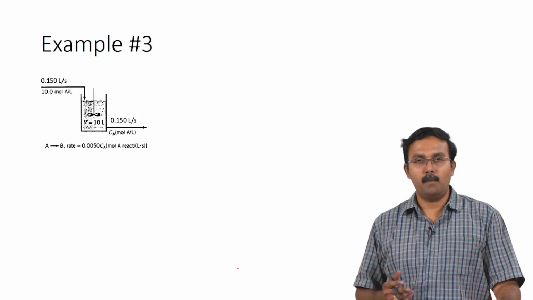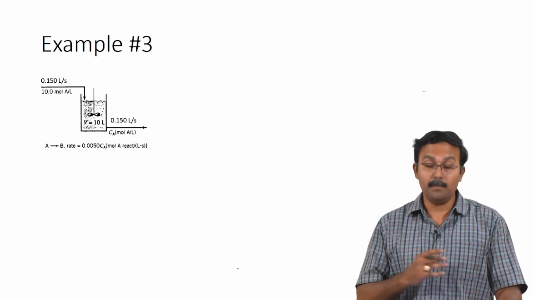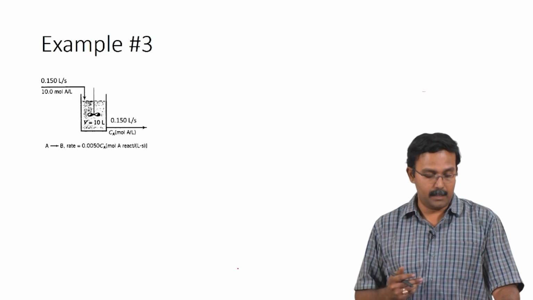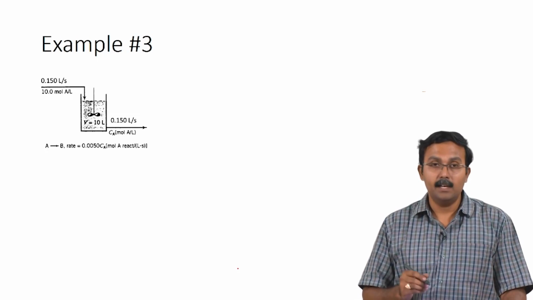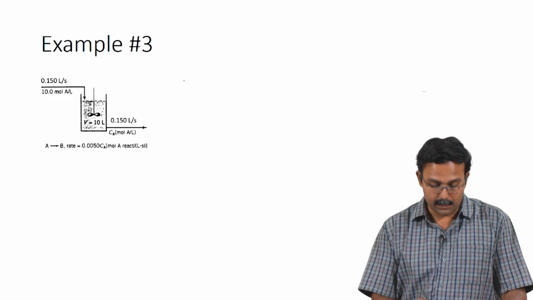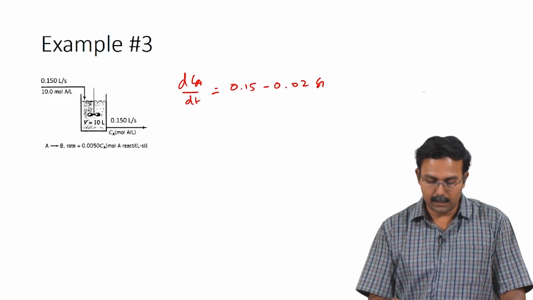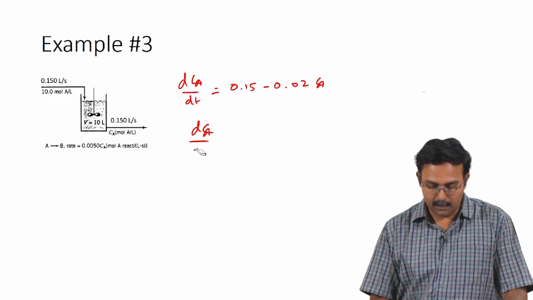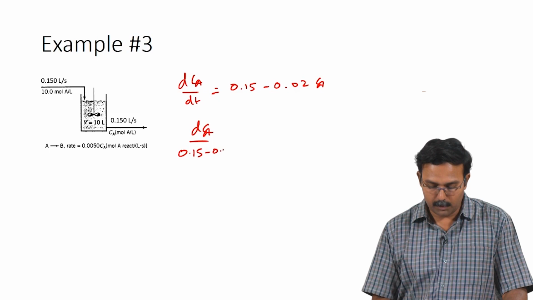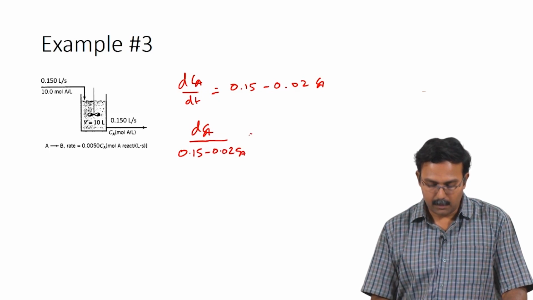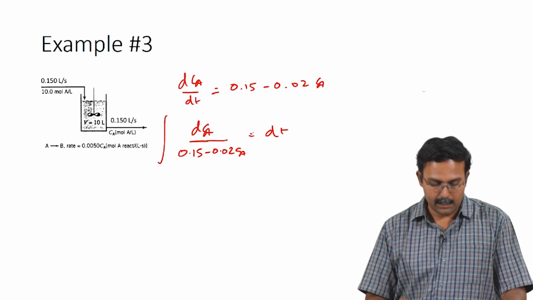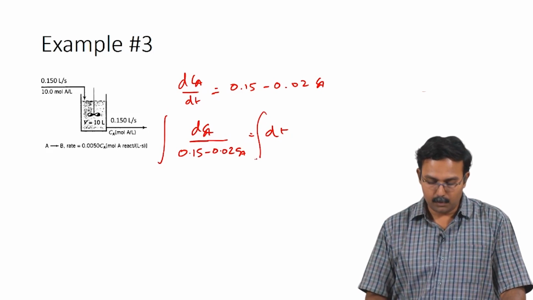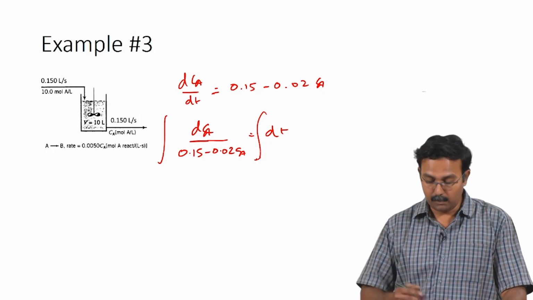For the last part of the problem, we have been asked to write Ca as a function of time. That can be obtained by integrating the differential equation. We had dCa/dt equals 0.15 minus 0.02 Ca, so this would be dCa over (0.15 minus 0.02 Ca) equals dt. Integrating this equation, we would be able to solve for the required correlation.